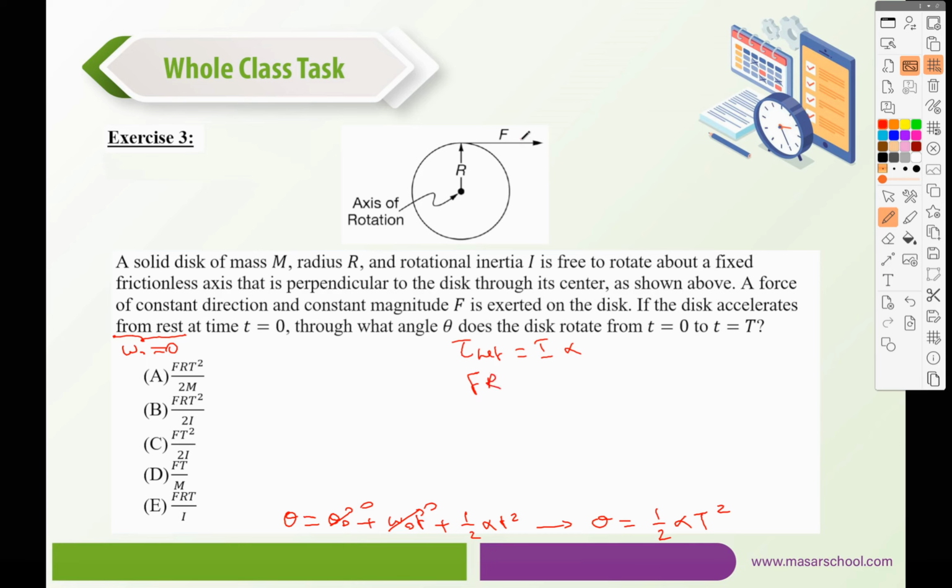And from the figure itself, it is apparent that F is being applied tangentially to the disk, then it's given just by F multiplied by R, which is equal to I alpha. Now in this case, alpha is given by FR divided by I. Now theta is half FR divided by I multiplied by T squared, and that would be FR T squared divided by 2I, making B to be the correct answer.